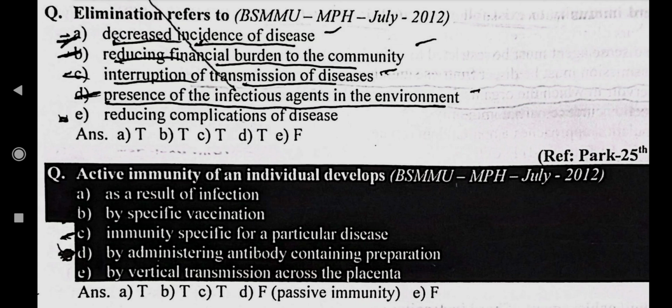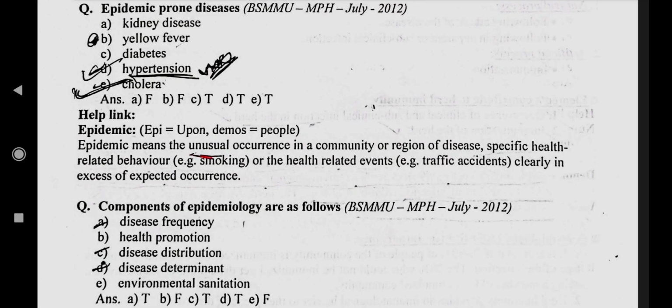Active immunity of an individual develops, true answer, as a result of infection or by a specific vaccination, immunity specific for a particular disease. False answer: by administering an antibody containing preparation, or by vertical transmission across the placenta. Epidemic prone diseases: true answer, diabetes, hypertension, cholera. False answer: kidney disease, yellow fever.